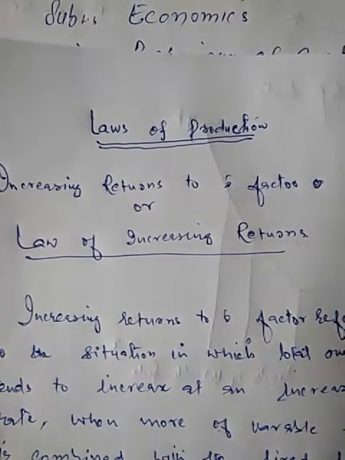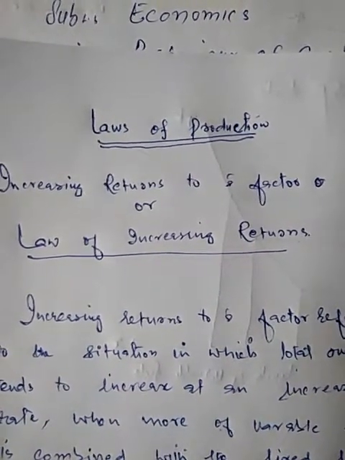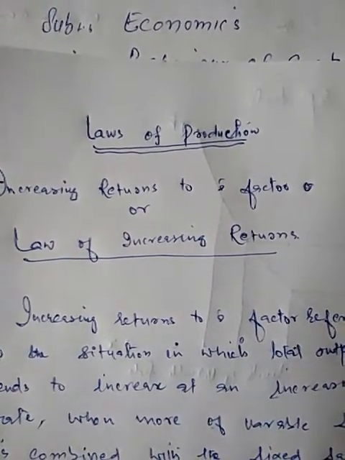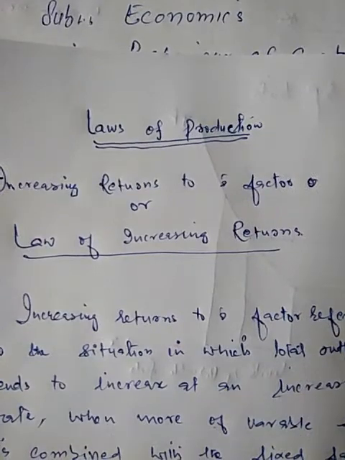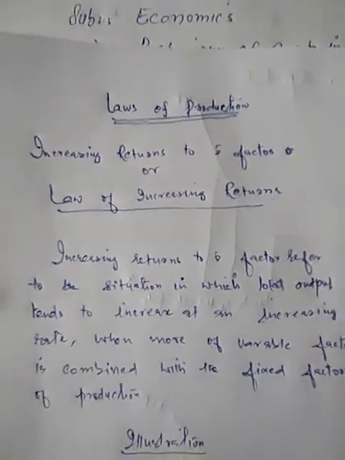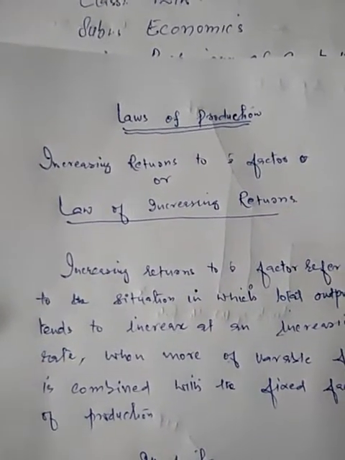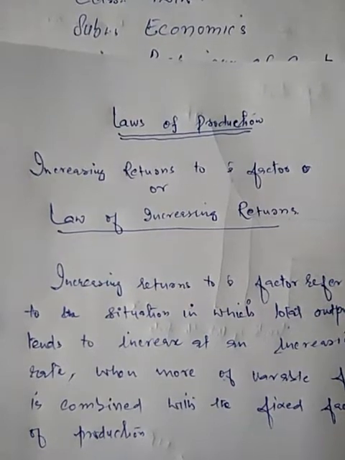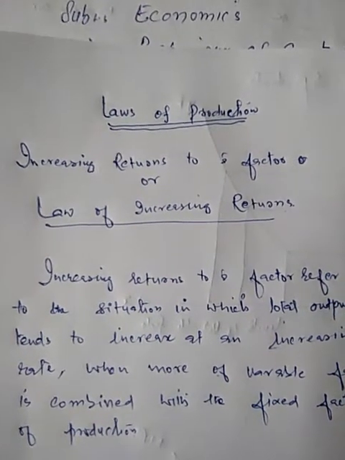In case of returns to a factor, we have three laws: law of increasing returns to a factor, constant returns to a factor, and diminishing returns. Similarly, in returns to scale we also have to discuss three laws. Now let us start first with the law of increasing returns to a factor, or simply increasing returns to a factor.